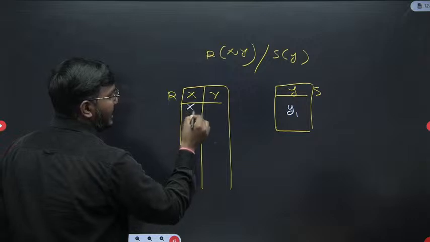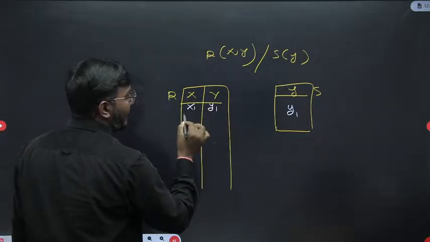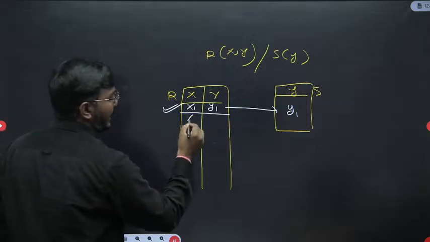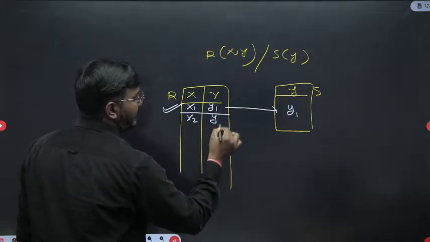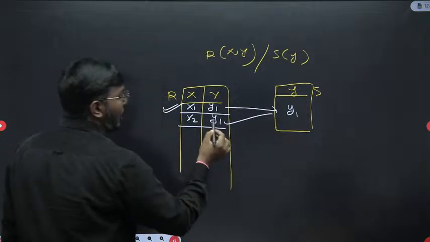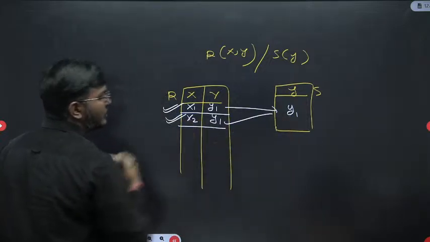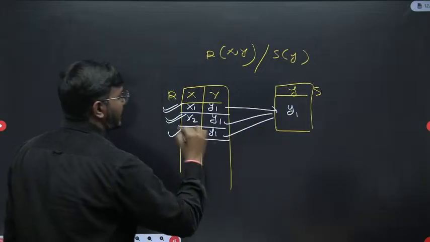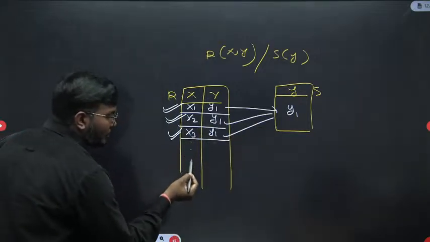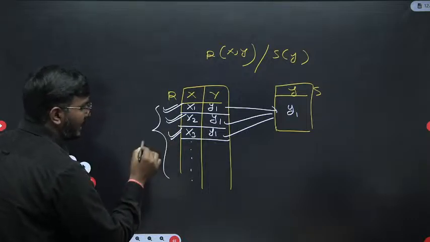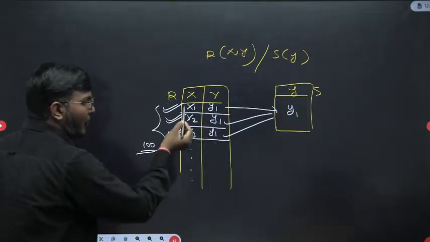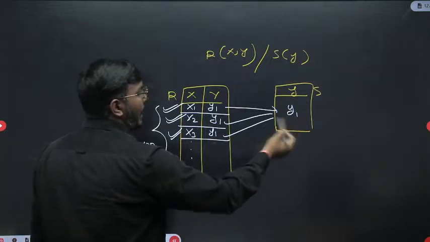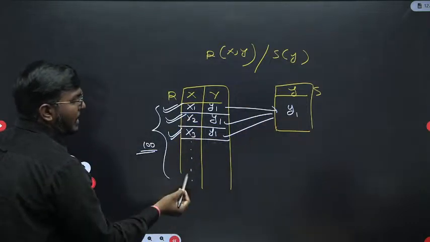Now if I say x1 with y1, then it's matching, so this is selected here. Then again x2, if I have y1, then because this y1 is matching, x2 is also selected. Similarly x3, again y1 is matching, so x3 is also selected. Whatever records we have, let's assume 100 records, for every record the respective y value is matching with y1. It means all the 100 x values will be retrieved in the result.